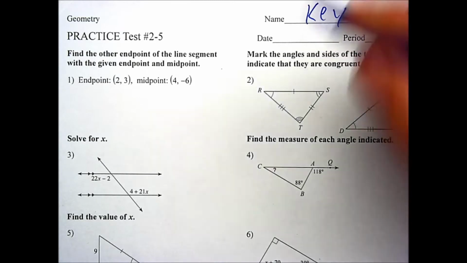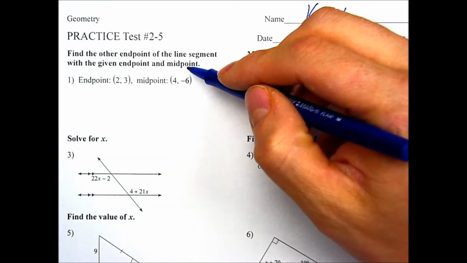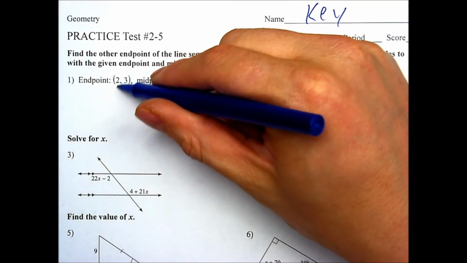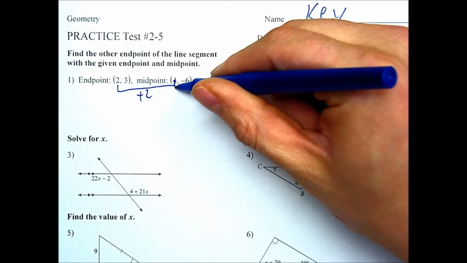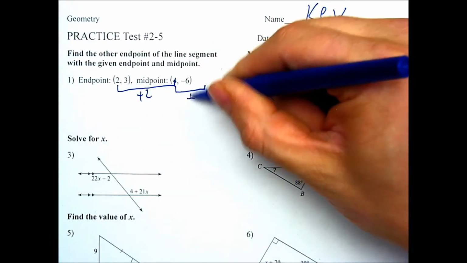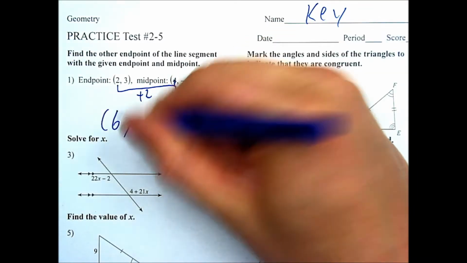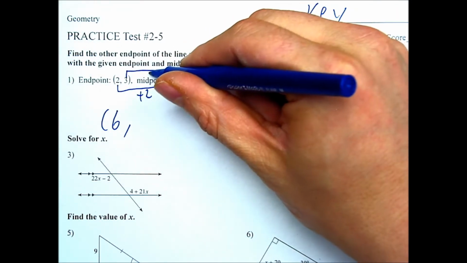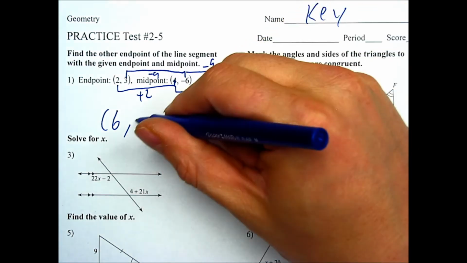Question 1. Find the other endpoint of the line segment with the given endpoint and midpoint. Again, I will work this with a pattern. The x values here are increasing by 2 to get from 2 to 4. Therefore, the finished x value will be 6, because 4 plus 2 would be 6. The y values are decreasing by 9 to get from 3 to negative 6. So the finished y value will be negative 15.